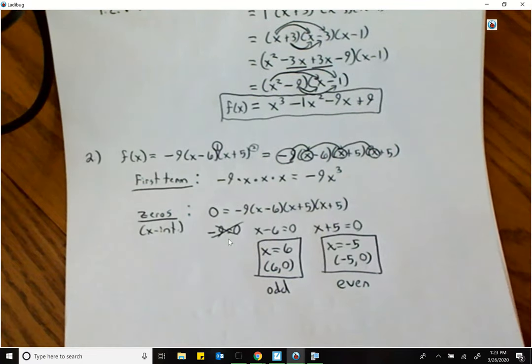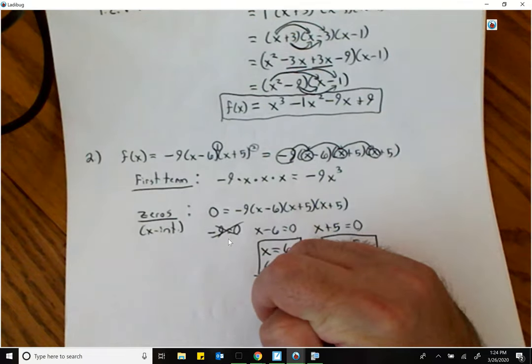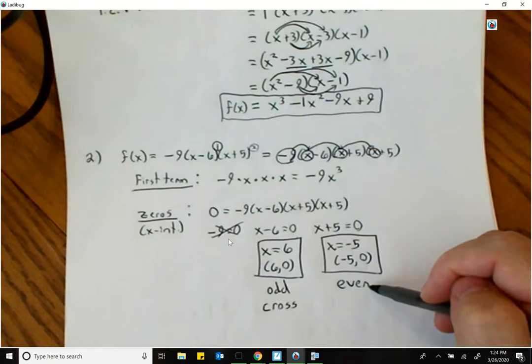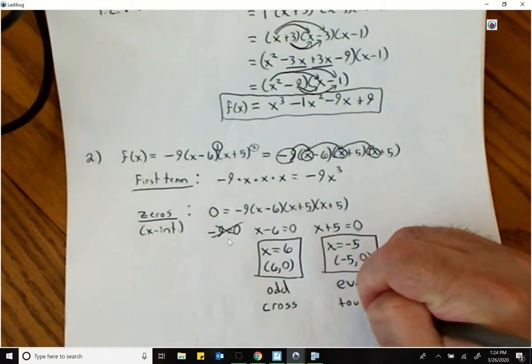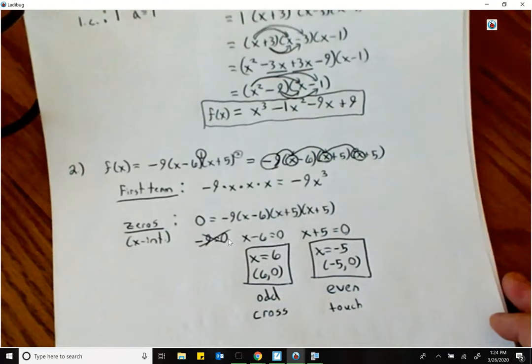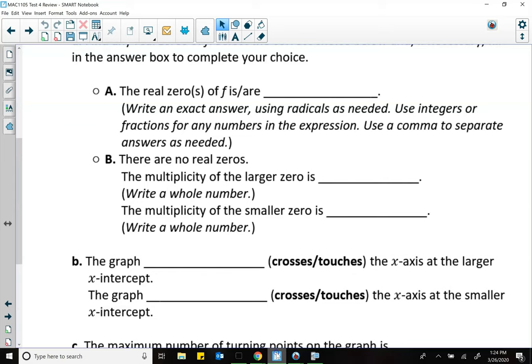And multiplicities work like this. Remember that if the power was odd, that means you're going to come down and cross at the x-intercept. If the power was even, that means you would come down and touch the x-intercept. Kind of like tag. Tag, you're it. Run away. Okay? So this is the information that they want to help us answer the next couple questions. So let's jump back. So what was the multiplicity of the larger 0? It was 1 because that was our 6. Okay? So it had a power of 1. What was the multiplicity of the smaller 0, which was negative 5? It was 2. So they were just asking for those powers.